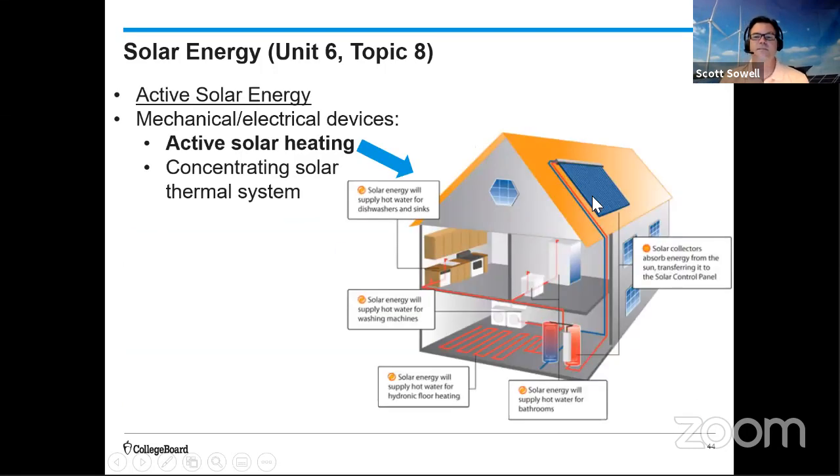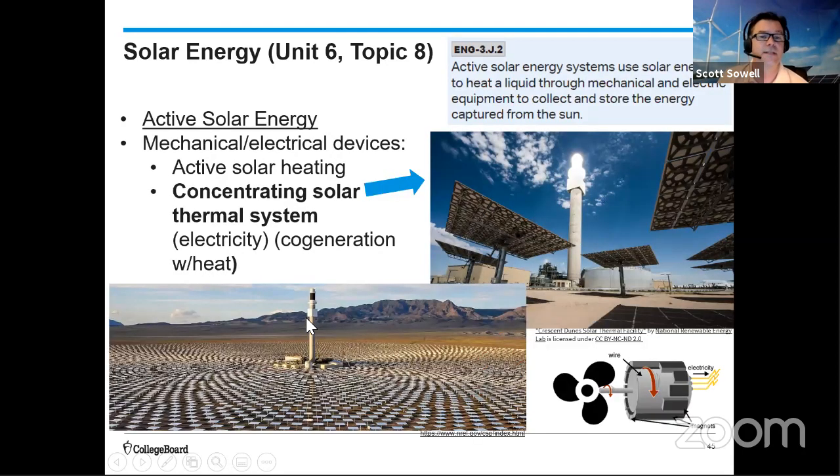So same system here, the hot water coming to the house can be used for appliances, or you could even transport it through the floor and heat the floor. But again, this is not about generating electricity. This is about actively pumping heat into your house that's been captured from the sun. So now let's make some electricity. So this is another form of active solar.